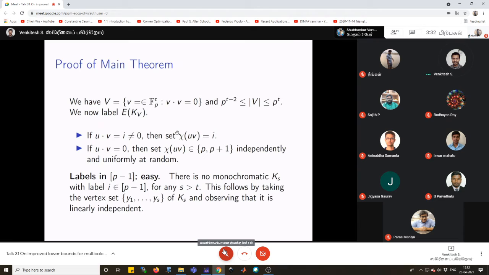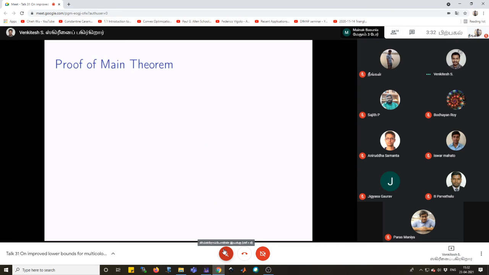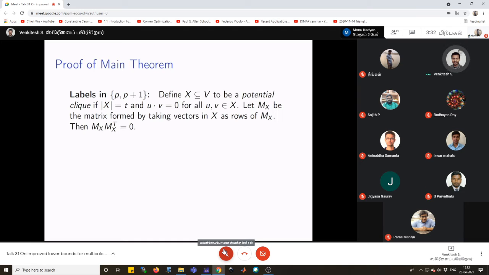Okay, so if there are no questions, let's go ahead. So what's the next case? We have looked at labels corresponding to 1 to p minus 1. What we're left with is p and p plus 1. Right? Are there monochromatic copies of K_t corresponding to labels p and p plus 1? That's the question. So here we need to do a little more work.